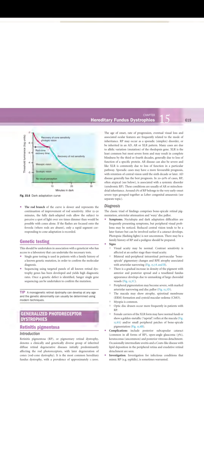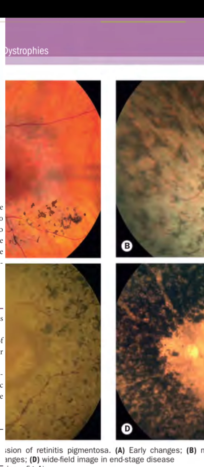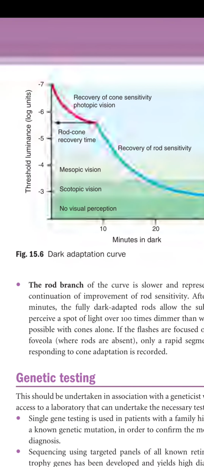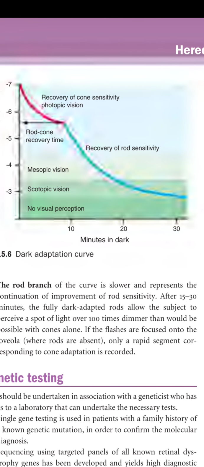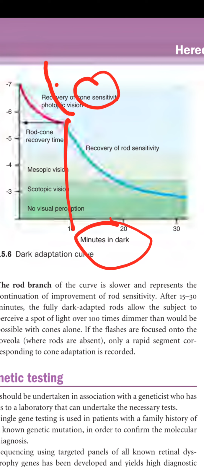So Figure 15.6 shows us the sensitivity curve. You can see here how the rods and cones are being recovered. You have placed the patient in the dark, and you measure when the patient started responding to the light stimulus, and you can see how the rods are recovering. Cones are recovered at about 10 minutes, and rods are recovered after about 30 minutes.